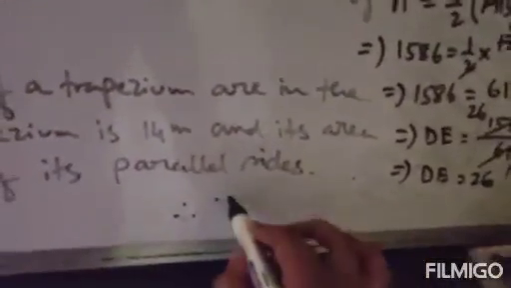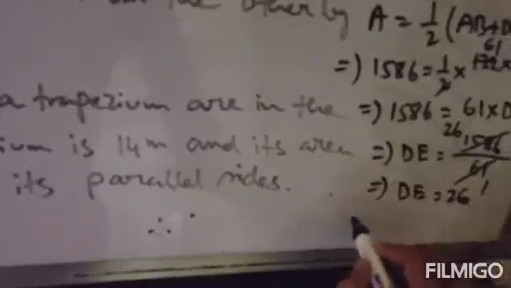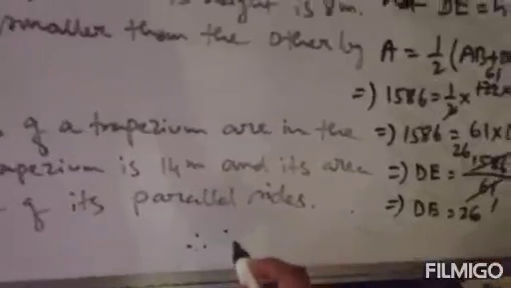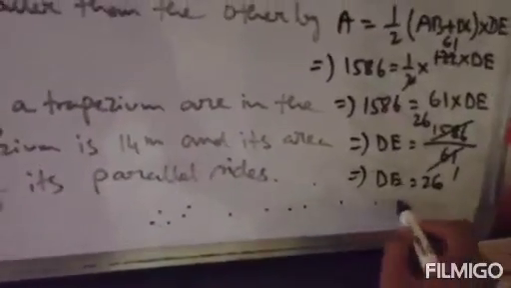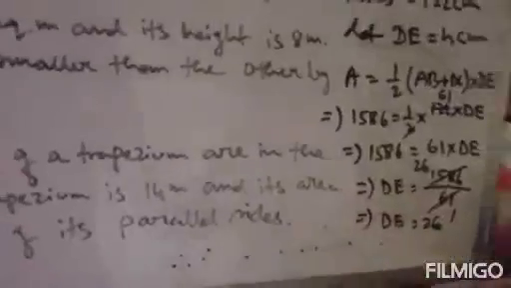Clear? So we have to find out the distance between two parallel sides. So the right statement here, you will write the statement: distance between two parallel sides equals 26 centimeter. So just write what I am saying. Write the statement. Clear? So this is complete. Question number 3 complete. Next.